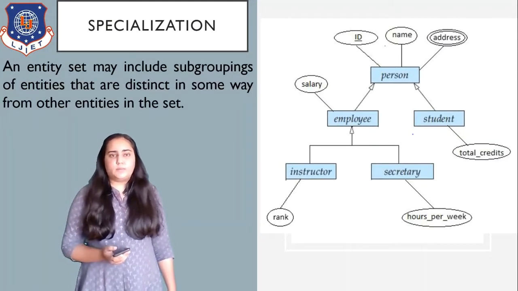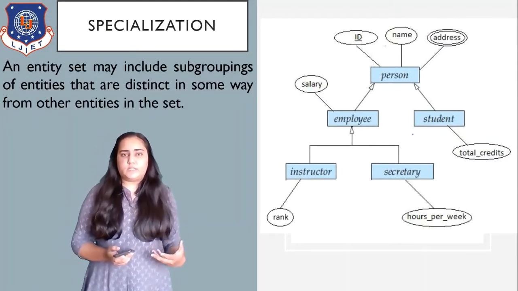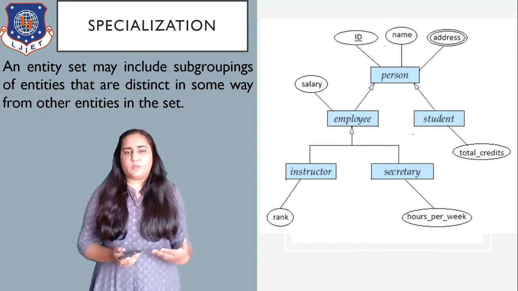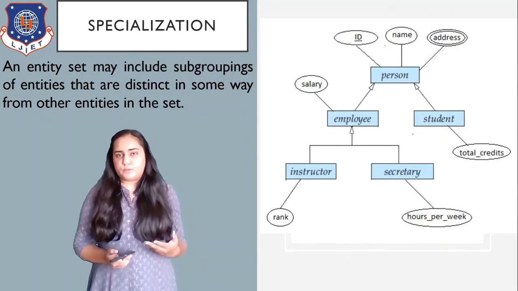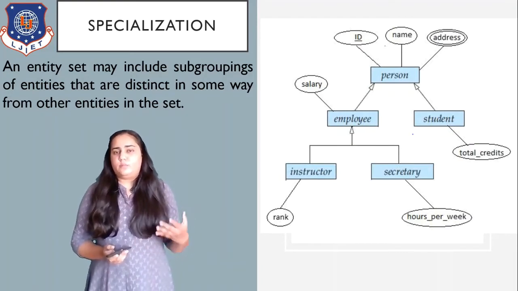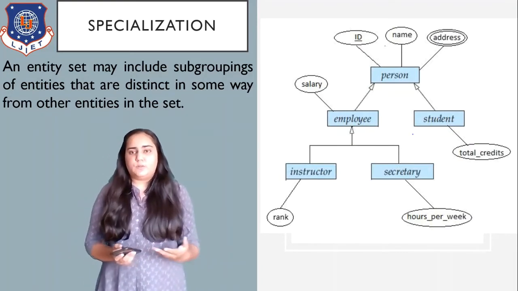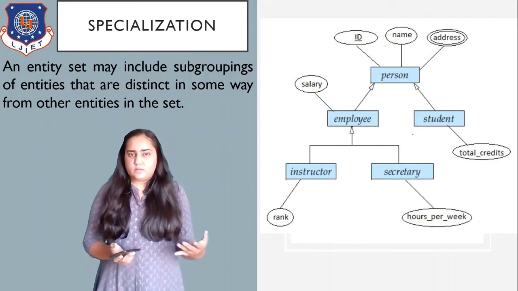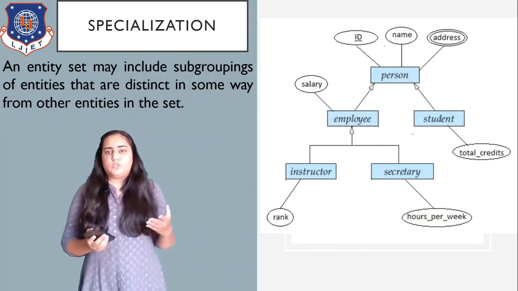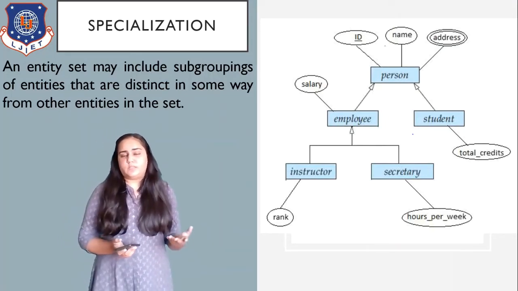An entity set may include subgroupings of entities that are distinct in some way from other entities in the set. This distinction is because of the attributes. Like I said, employee has salary, but student does not have salary. And same with total credits. Student has total credits, but employee does not have it.